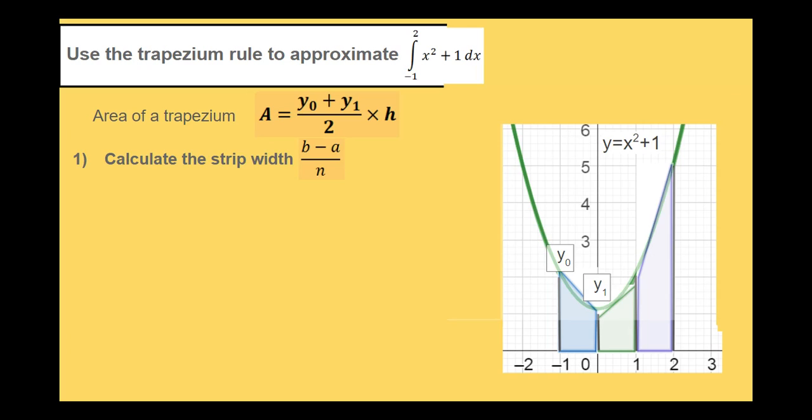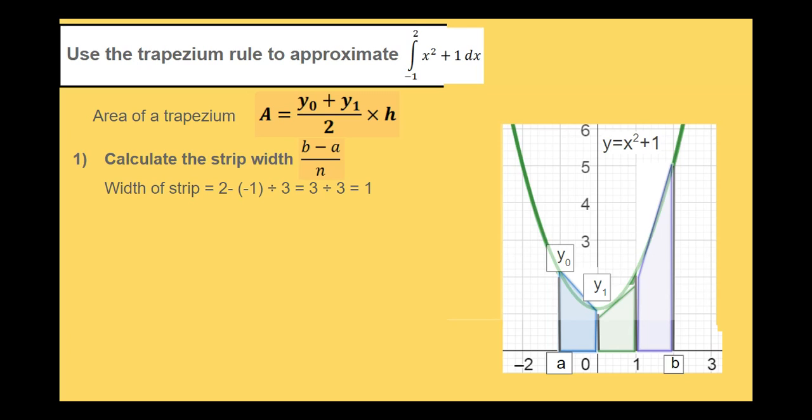But it's not always so straightforward. You might not have the diagram. So it's useful to know that the strip width is the difference between the two limits, marked on as a and b, divided by the number of strips, or the number of trapezia. And so our upper limit is 2, our lower limit is -1. So the difference between those is 3. The whole width of the area is 3. And we want 3 trapezia, so we're dividing it into 3. So the strip width is indeed 1.